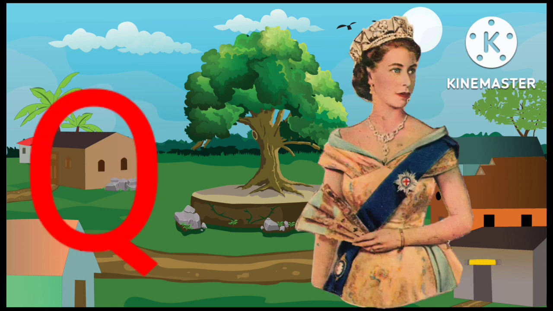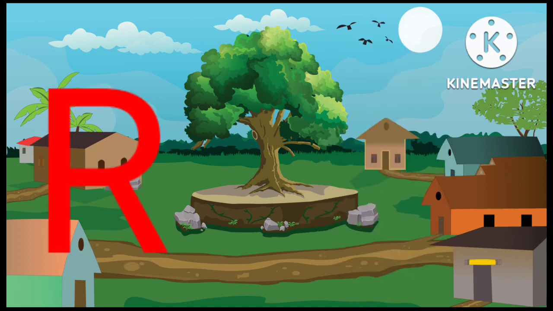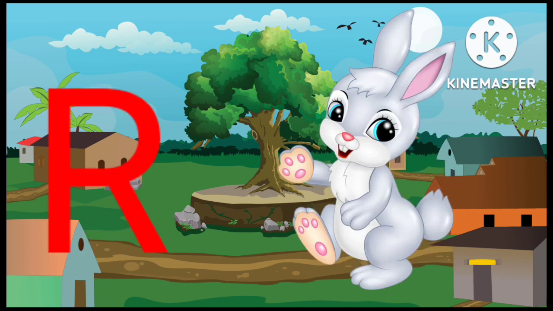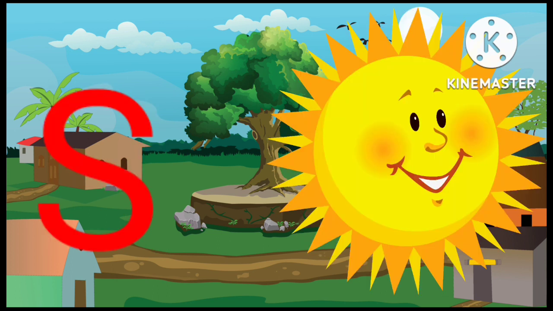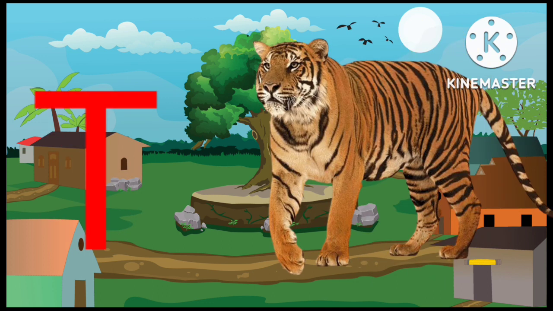Q for queen. R for rabbit. S for sun. T for tiger.